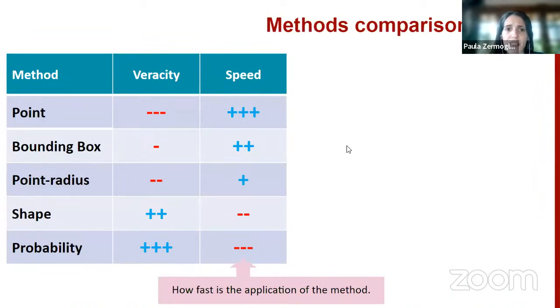Now that we have compared veracity, let's look at how these methods do for speed. That is, how fast can we apply these methods? Well, the point method is pretty easy to use, and it's just providing a set of coordinates for each location. So that's very fast. It's the fastest that you can do. The bounding box follows the point method because we only have to draw a rectangle, and that is usually simple to do. Next, we have the point radius, and the shape and the probability methods are the slowest to perform. The shape, because we have to be drawing every single little dot that describes the shape, and the probability is the same. And besides, we have to calculate probabilities for each of the pixels. So you can see that the speed of the methods are pretty different.